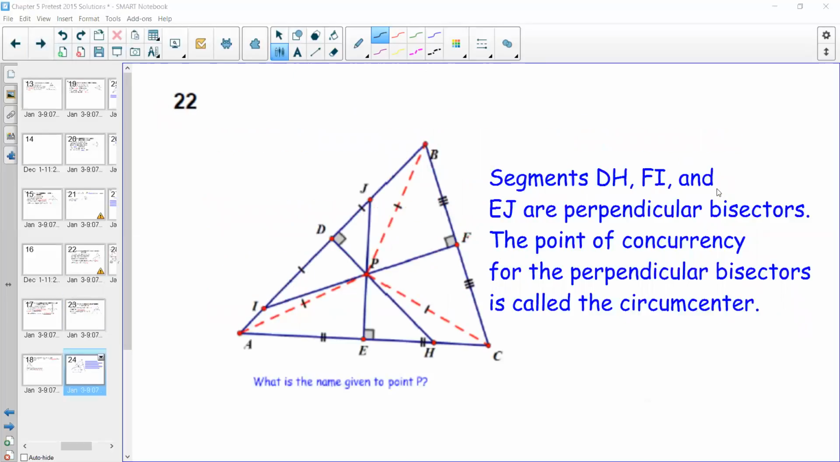All right, so make sure you practice this. Make sure you're able to identify what the point is. So for number 22, I can look and see DH and EJ and FI, I should be able to recognize those as perpendicular bisectors because I have right angles, and then I've got congruent marks. D is a midpoint. So I need to recognize DH, JE, and IF, they're perpendicular bisectors. And if that's the case, then the perpendicular bisectors meet at a point called the circumcenter.